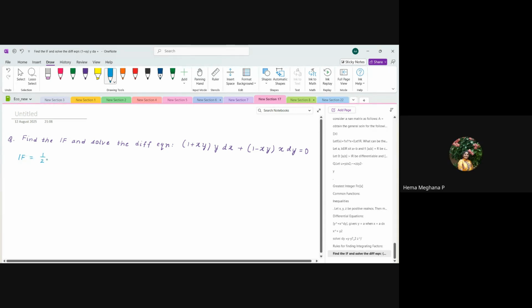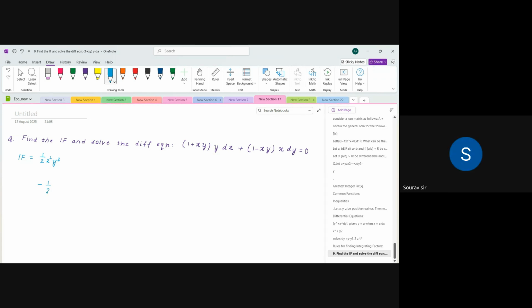Minus 1 by 2 xy plus 1 by 2 log x minus 1 by 2 log y equals to c. Minus 1 by 2 xy. Yes, sir. 1 by 2 xy, completely, it is under the denominator only. Okay. Minus 1 by 2xy plus half log x minus half log y equals to c. Okay.